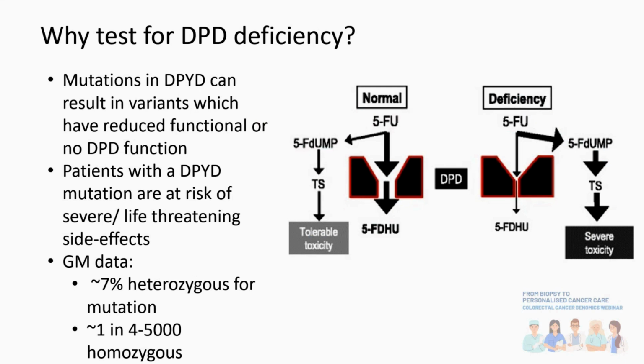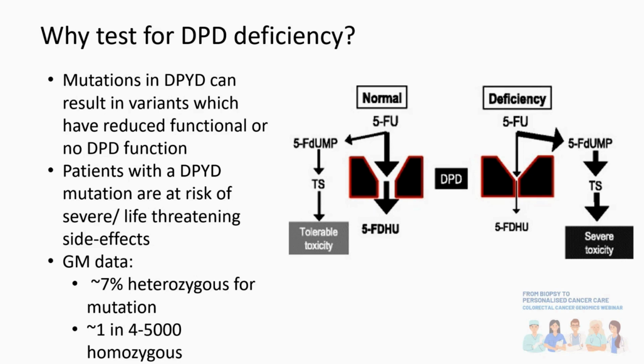This schematic is trying to demonstrate that further. So the normal gene with 5-FU being cleared and tolerable toxicity, and then patients with deficiency where a very high proportion of 5-FU is converted into anti-cancer drugs, and the patient can have severe toxicity.